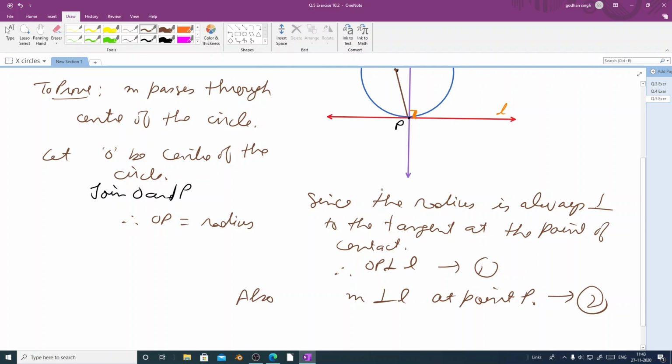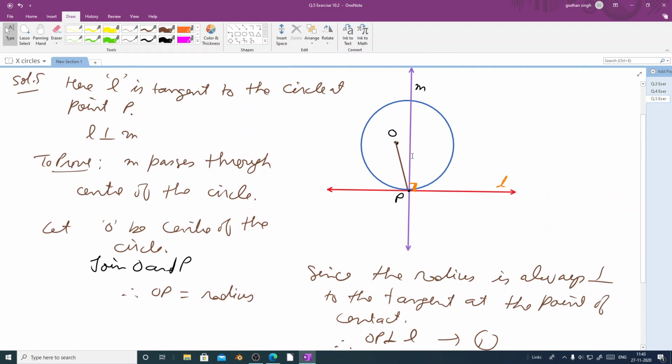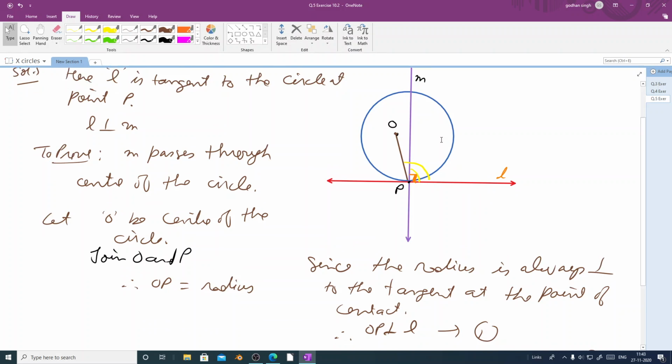What we get from that is OP and M are both perpendicular to line L at point P, but this is possible only if, as you can see from the figure, otherwise suppose we take any point here, say A, we would get angle OPA equal to 90 degrees and this is also 90 degrees. That is not possible unless these two angles are the same. So, the only possibility is that O should lie on M, that is, the perpendicular always passes through the center of the circle.